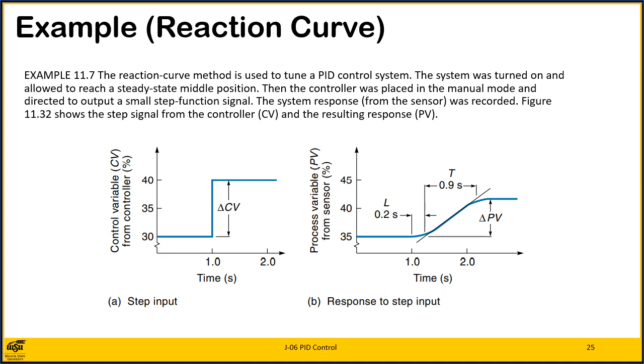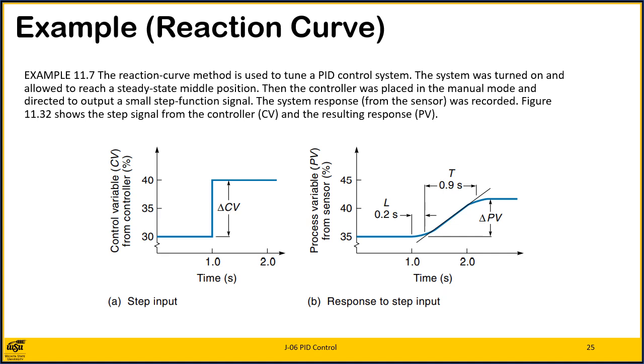Let's now look at an example. The reaction curve method is used to tune a PID control system. The system was turned on and allowed to reach a steady state middle position. Then the controller was placed in the manual mode and directed to output a small step function signal. The system response from the sensor was recorded.